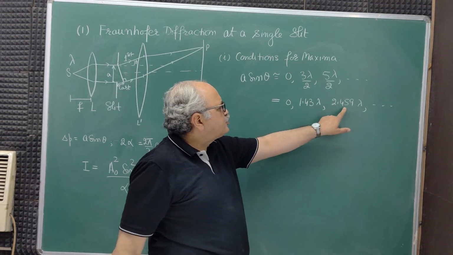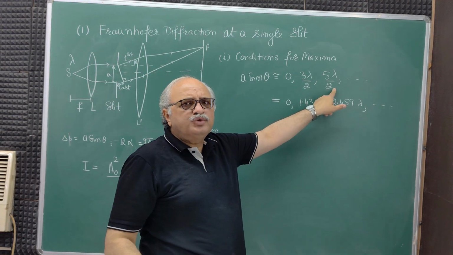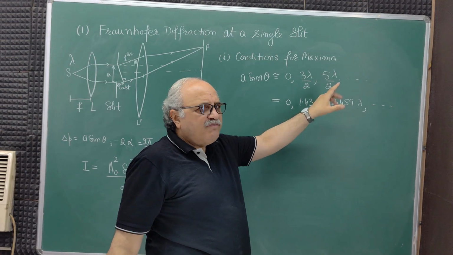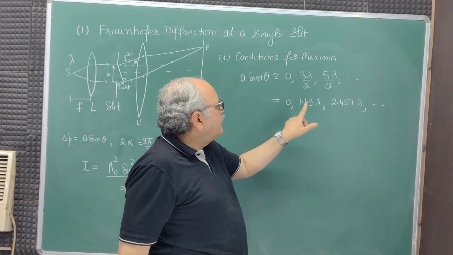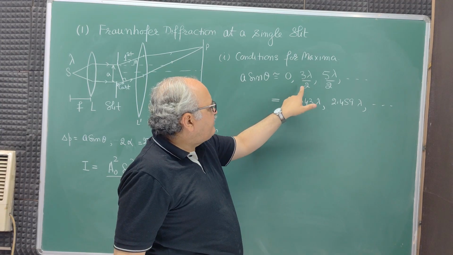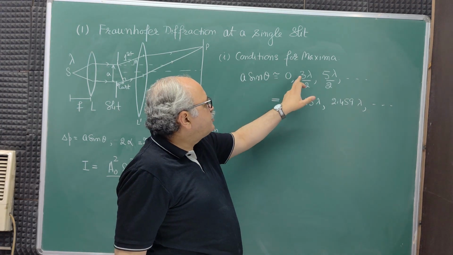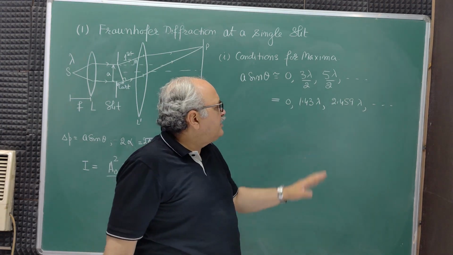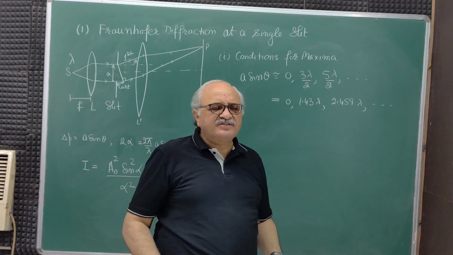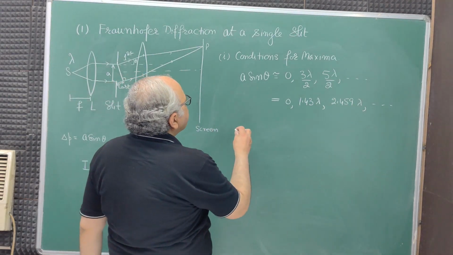However, this is very close to 5 by 2, so we can make use of it for all numerical purposes with small error, and for this instead of 1.5 it is 1.43 in fact. So you can use 1.5, it is easy to remember. So these are the conditions for the maxima. And similarly we have the conditions for minima.